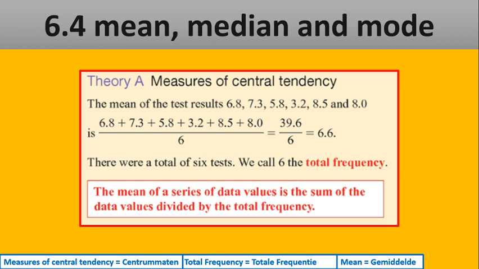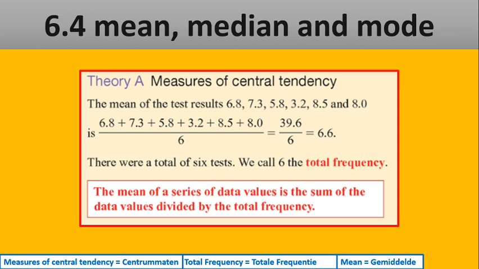Hello everyone. We're going to take a look at chapter 6.4, which is called Mean, Median and Mode. The so-called measures of central tendency, of in het Nederlands ook wel de centrummaten genoemd. And we're going to use those measures of central tendency to say a bit more about data values.